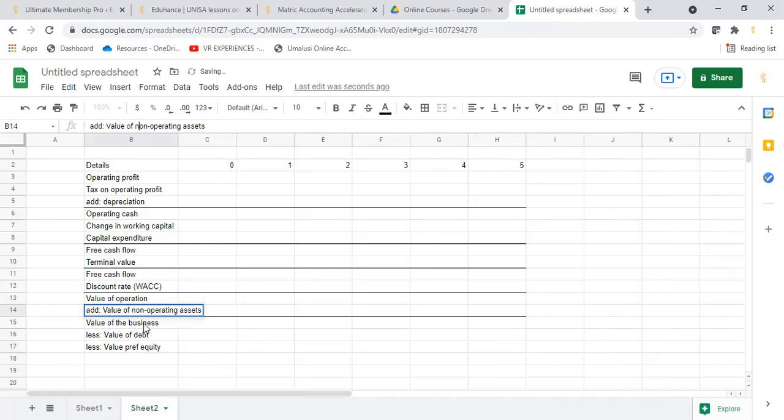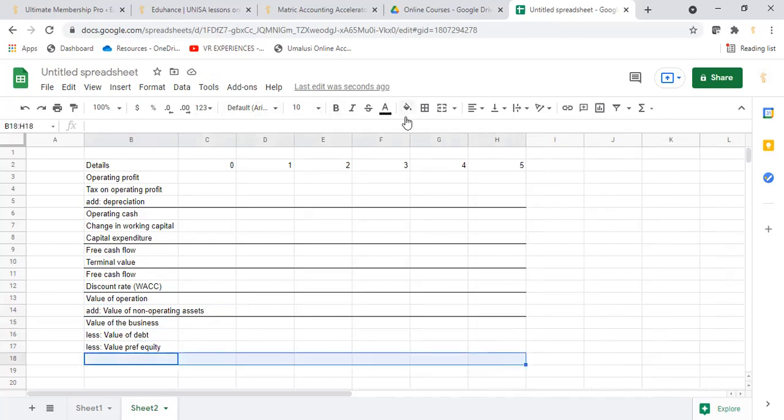Okay, so then we have the value of the business, but we don't want the value of the business. The value of the business means the value of the assets. We don't want the value of the assets. We want the value of equity. So then we subtract the value of debt, and we don't want the value of any equity. We want the value of ordinary equity. So then we subtract the value of preference equity, if there is. I don't think there was in this case. And then this will give you value of equity.